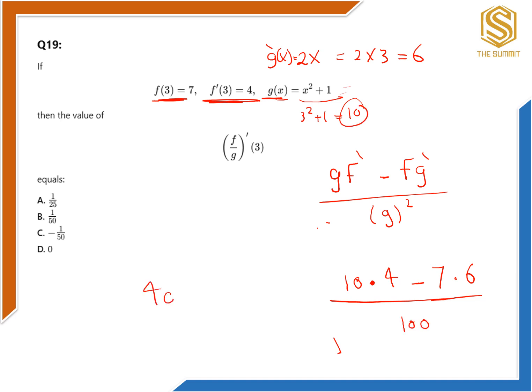So it's 40 minus 42 over 100. So it give me negative 2 over 100. If I simplify, it give me negative 1 over 50. So here's the answer.